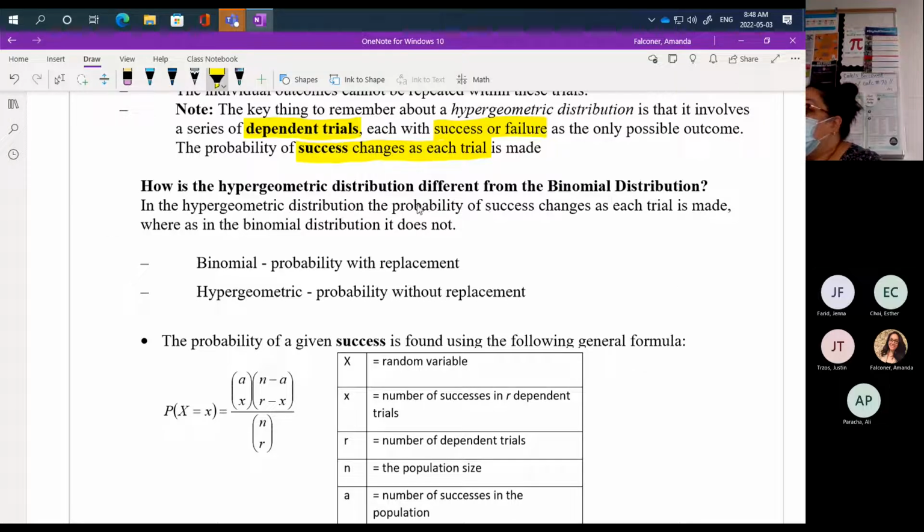How is the hypergeometric distribution different from the binomial distribution? In the hypergeometric distribution, the probability of success changes as each trial is made, whereas in the binomial distribution, it does not. Binomial is probability with replacement, and hypergeometric is probability without replacement.